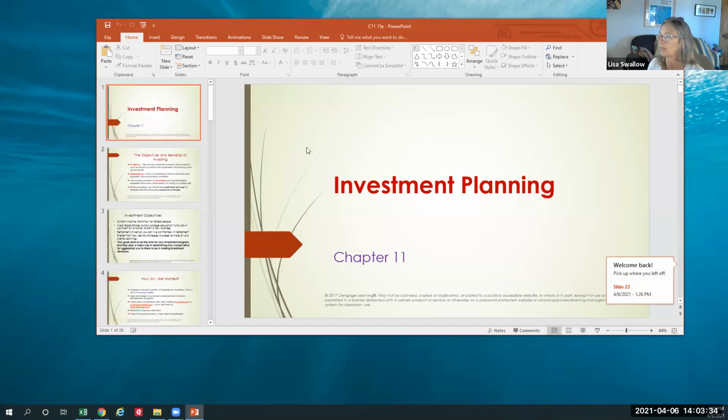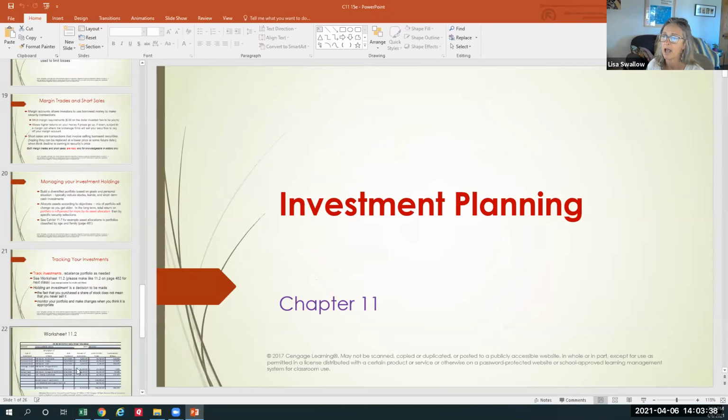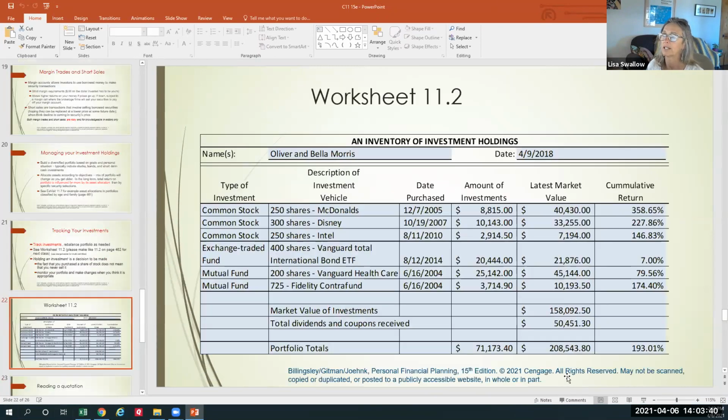Have a little bit more of a conversation about investment planning. And then really this is what we're going to be working on. You're going to be responsible for a smaller one of these for the exam. So the key takeaways from this chapter, chapter 11, are twofold.